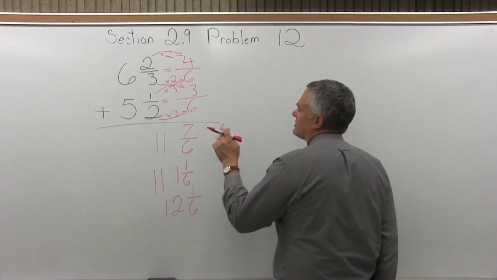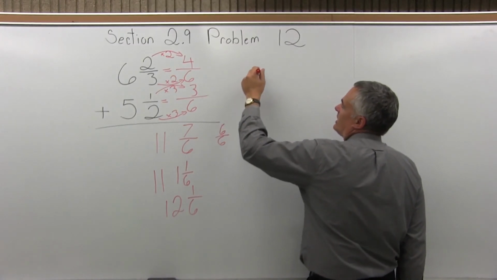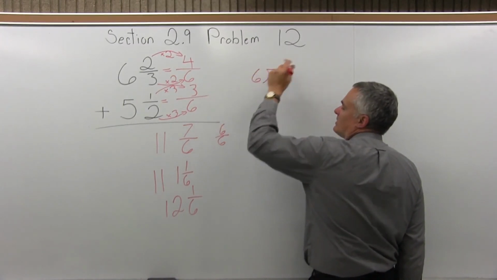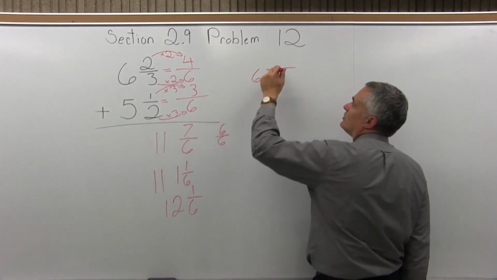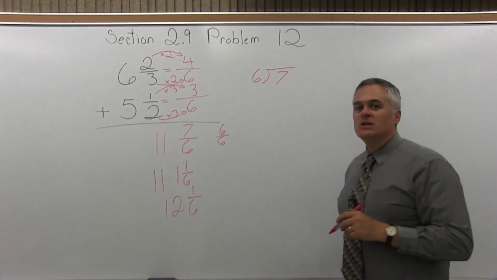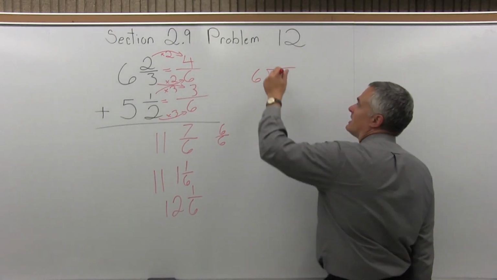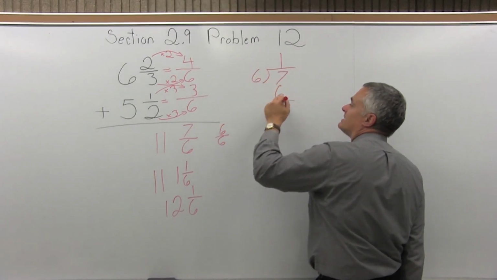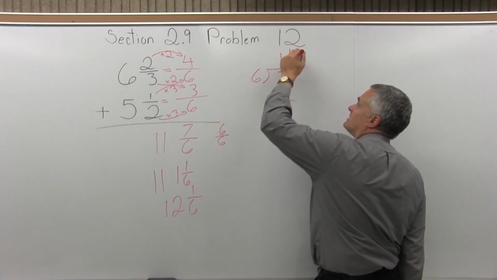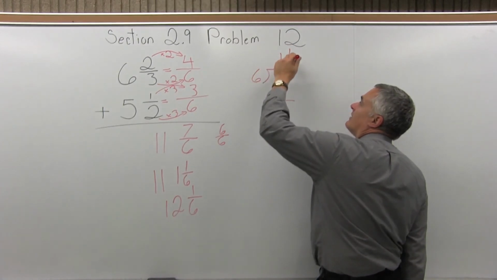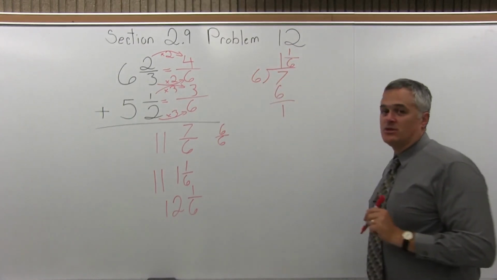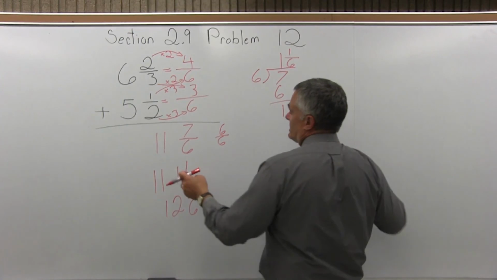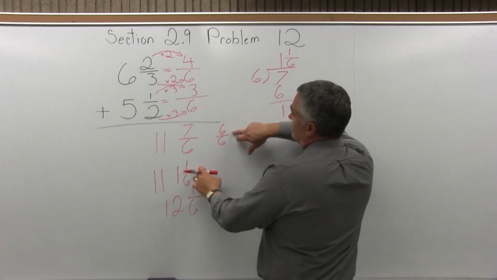Let's say your brain doesn't quite work that way. The way to do it the long way is you take the denominator and divide it into the numerator and find the remainder. So 6 divides into 7 how many times? It goes in once. 1 times 6 is 6. 7 minus 6 is 1. The remainder is the new numerator, and the number out in front of the division is the denominator. So it is 1 1/6, whether you can see it the way I did or if you have to do the division.